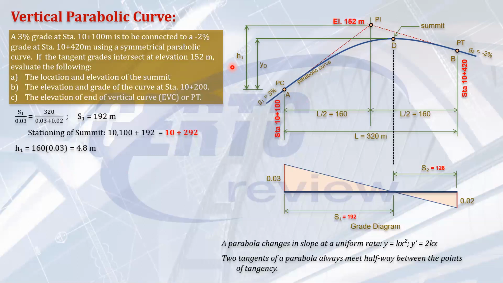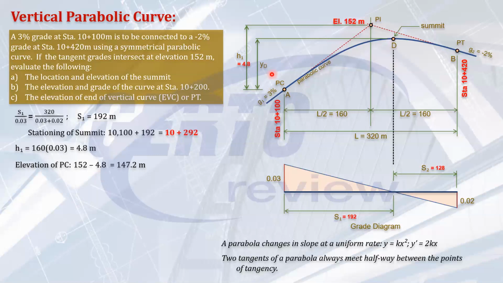Then knowing H1 now, we can now solve the elevation of PC. So elevation of PC will be 152 meters minus H1. So that's elevation 147.2 meters. Okay, so our mission is to get the elevation of the summit.